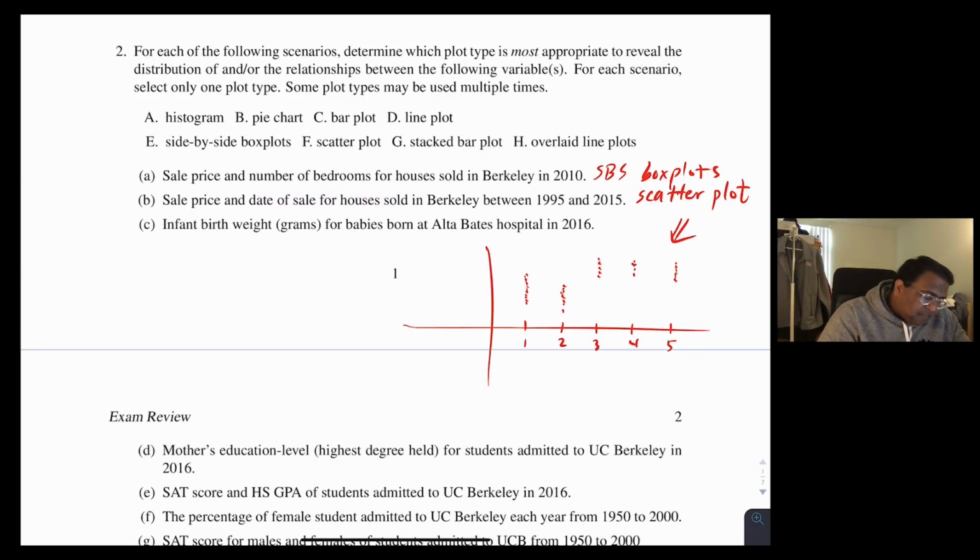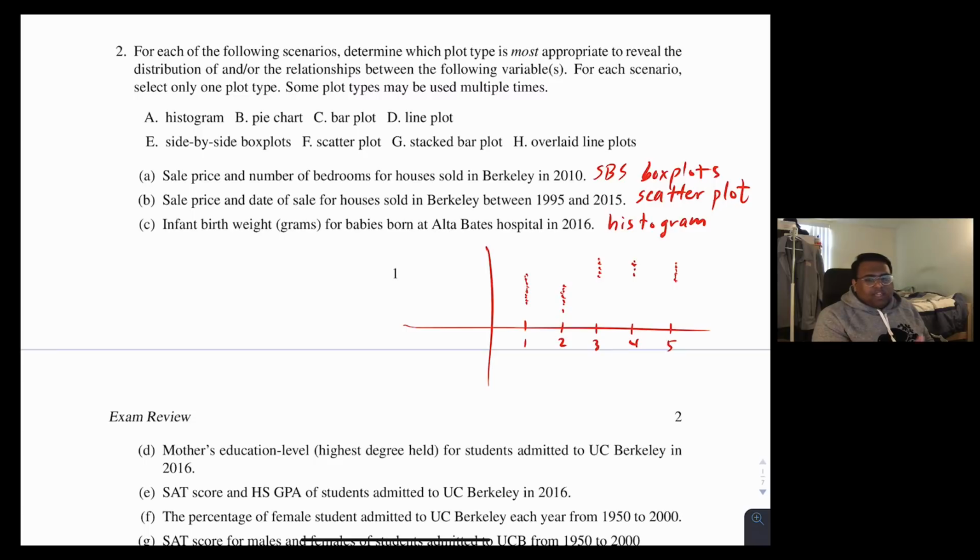C, infant birth weight in grams for babies born at Alta Bates Hospital in 2016. So there, since we just have a single continuous numerical value, what we probably want to use is a histogram. We're told that we're given the birth weight in grams, which is pretty granular, right? So we would have enough information to make a histogram.